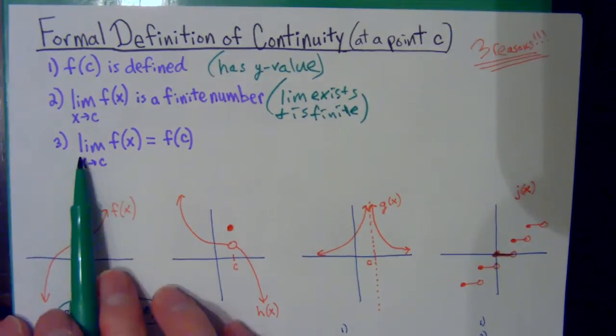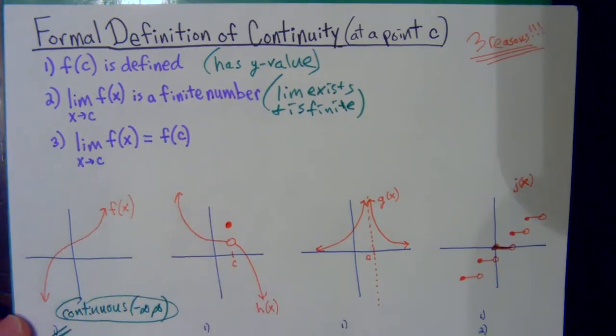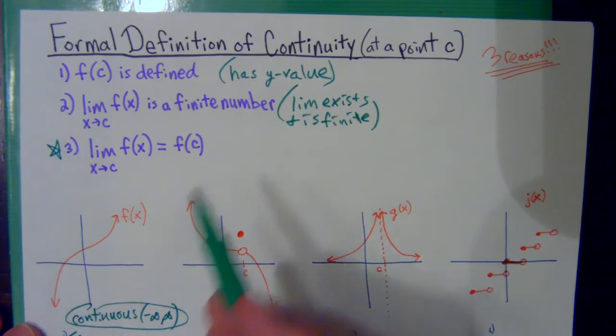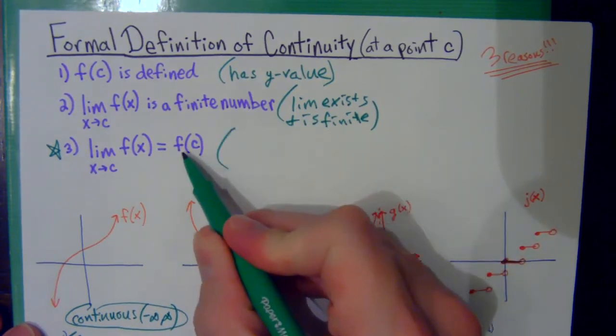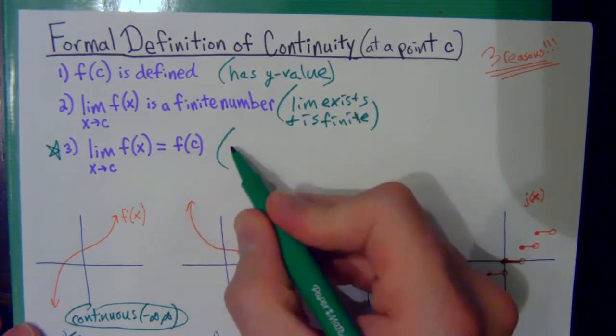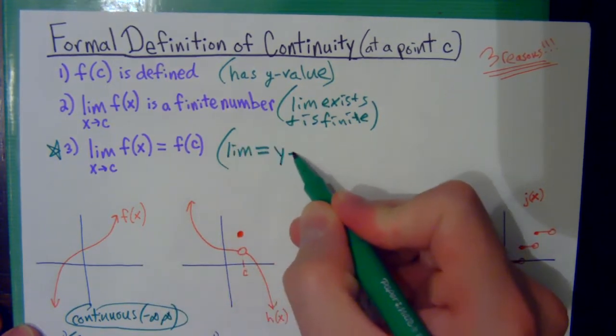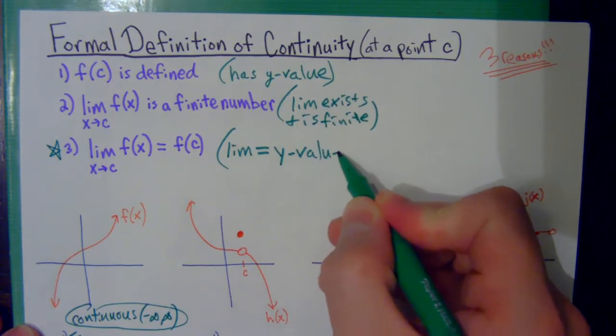And then the third stipulation, which really is the whole entire thing, the nuts and the bolts, is for it to be continuous, the limit has to equal that y value. This is notation for the y value. This is the limit from the left and the right-hand side. So to be continuous, the limit has to equal the y value.